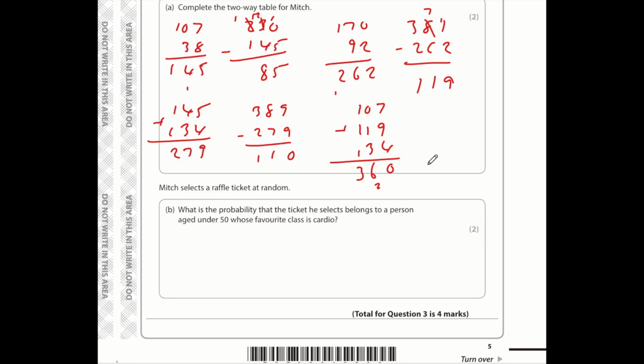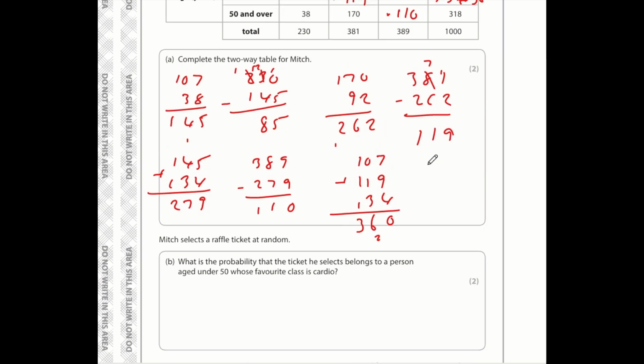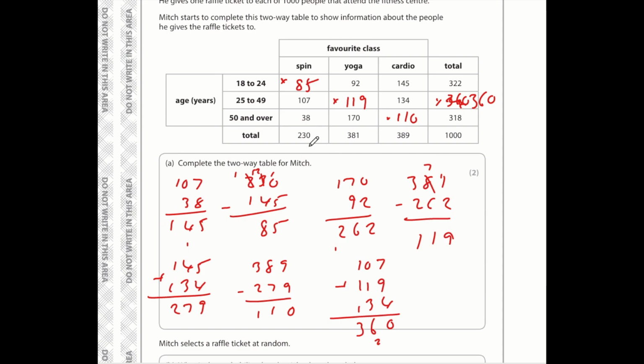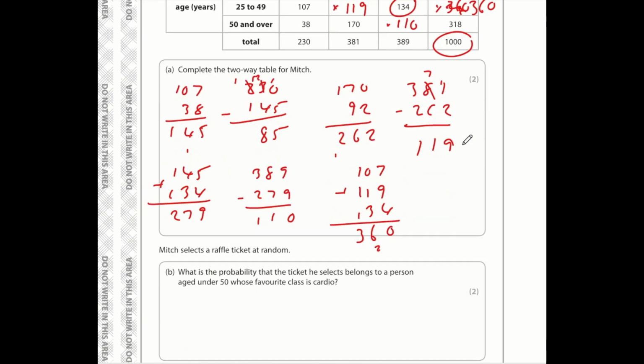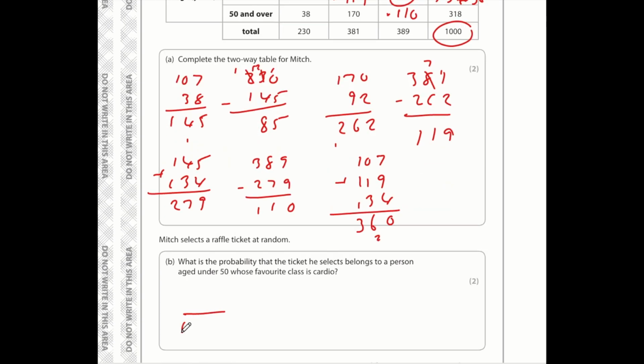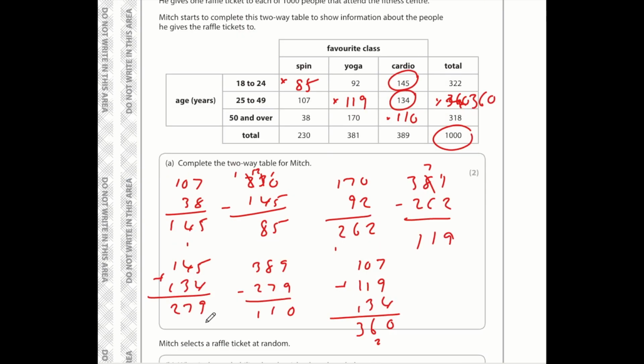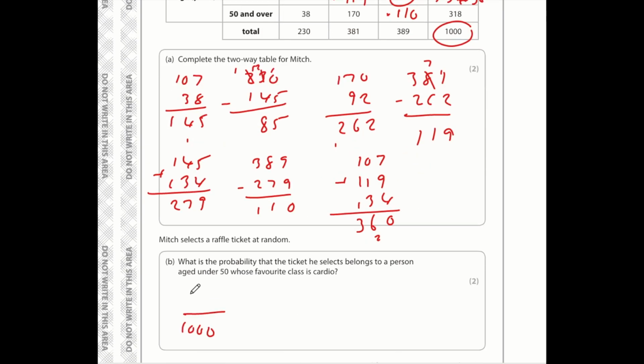What is the probability that the ticket he selects belongs to a person aged under 50 whose favourite class is cardio? So under 50 and cardio is these two, and in total there are 1,000. So out of the 1,000 we are interested in 145 plus 134.